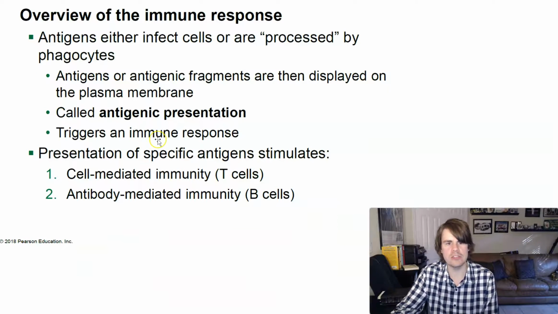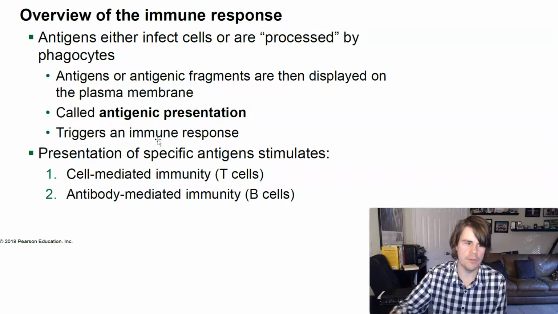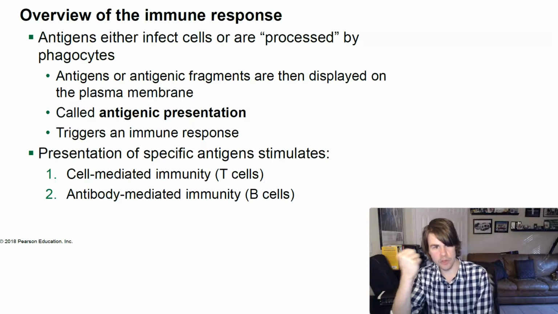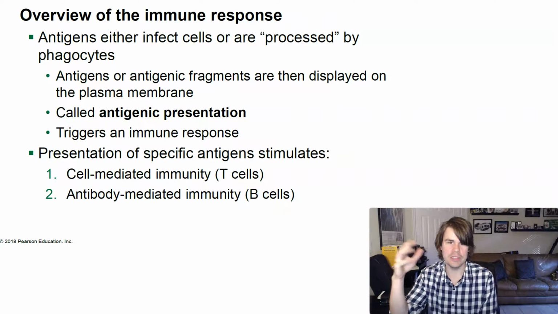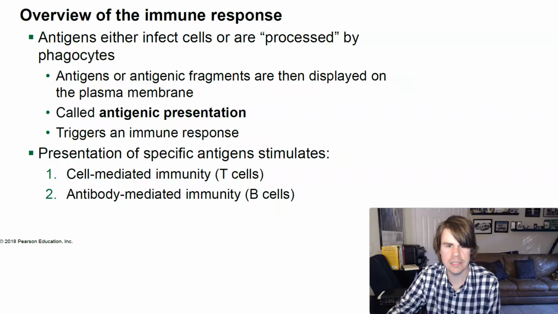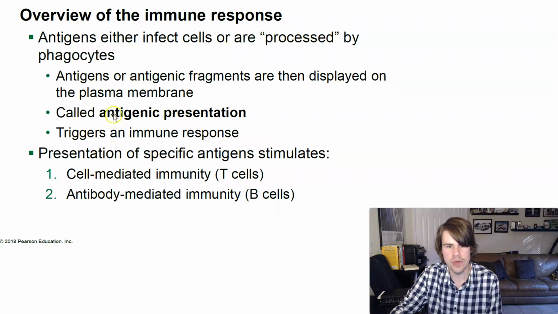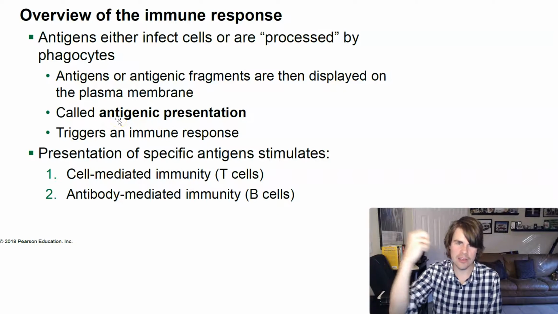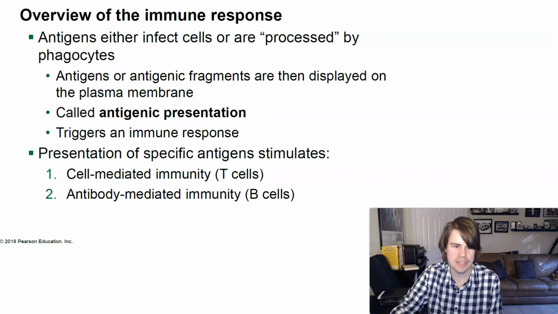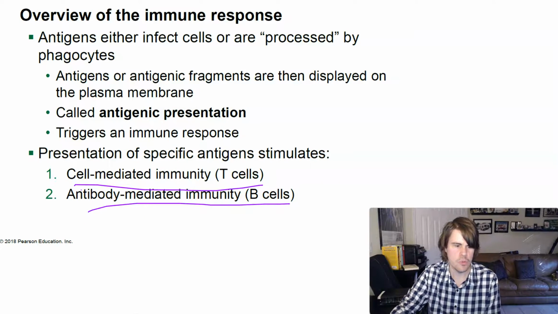So overview of the immune system. Antigens either infect cells or are processed by phagocytes. So these antigens, bacteria, toxin, virus, they are actually engulfed. And then it's literally like, you take a prisoner of war and cut off part of its limbs and stick it on the outside and wave it like, hey, here's the enemy, guys. That's literally, and I think Crash Course gave that example, but that's literally what's happening with this situation. It's called antigenic presentation. So literally they engulf the antigen and then they present parts of it on the outside of the cell. And so this presentation stimulates cell-mediated T cells and antibody-mediated immunity, which would be B cells.